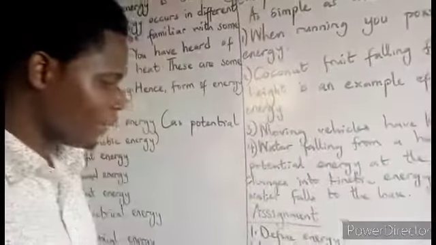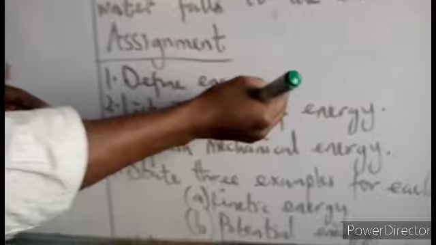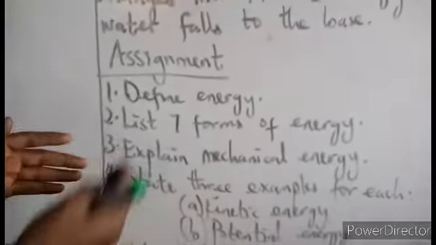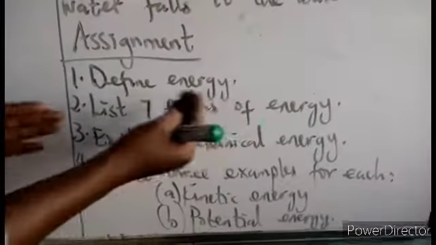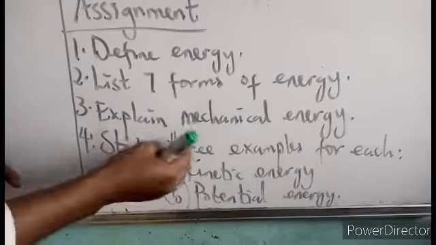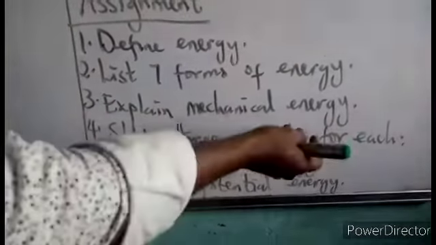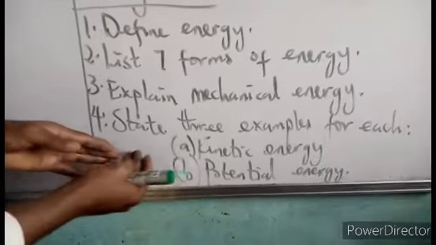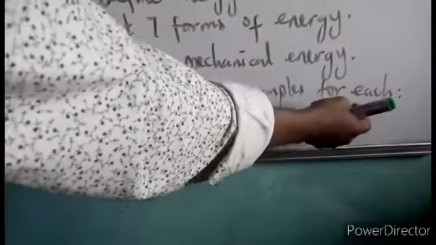Now let's go to the assignment. Define energy. Let me see what energy is. List 7 forms of energy. I've given you 8. List out 7 on your own. Don't look at your book again. Explain mechanical energy. Explain mechanical energy. And the last question, state 3 examples for each.